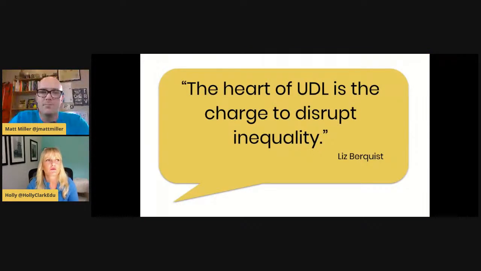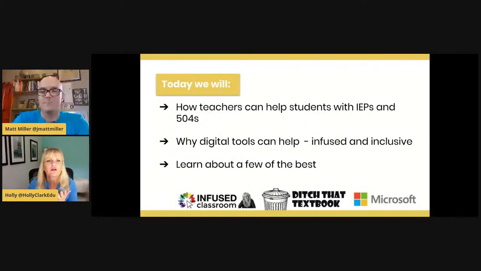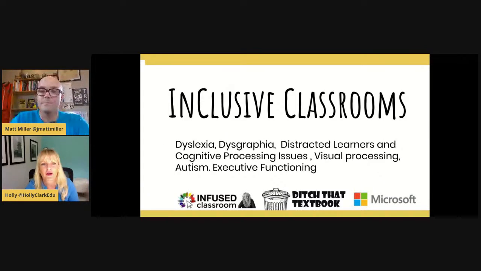So if we look at this, what we're doing when we're doing UDL, or universal design for learning, is that we want to disrupt the inequality that exists in our classrooms. And we have these great ways to do that. So today we're going to look at how teachers can help students with IEPs and 504s, why the digital tools can really help to make it an infused and inclusive classroom, and learn about a few of the best that are out there right now.